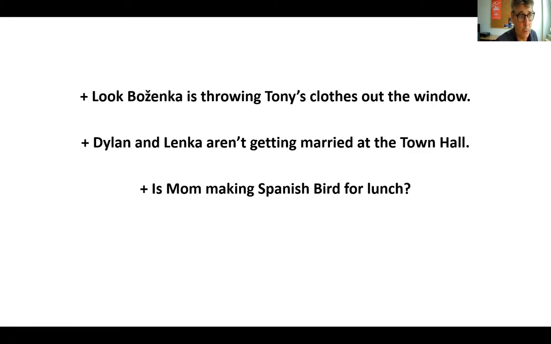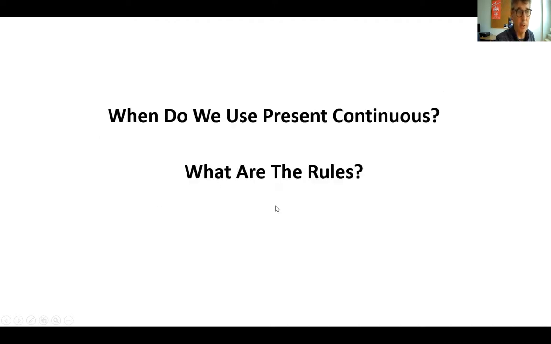Here's some examples. Look, Bojanka is throwing Tony's clothes out the window. That's from a real life example. And Dylan and Lenka aren't getting married at the town hall. Here's our negative. We'll talk about that. And we have, is mom making Spanish bird for lunch? Okay, so there's a question. So again, here we have our verb to be and making, and that's how it works. That's present continuous. I know you know this.